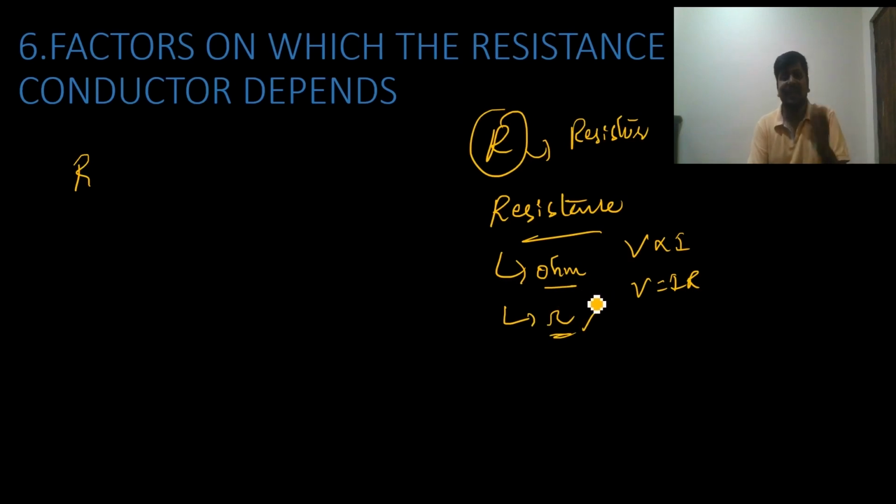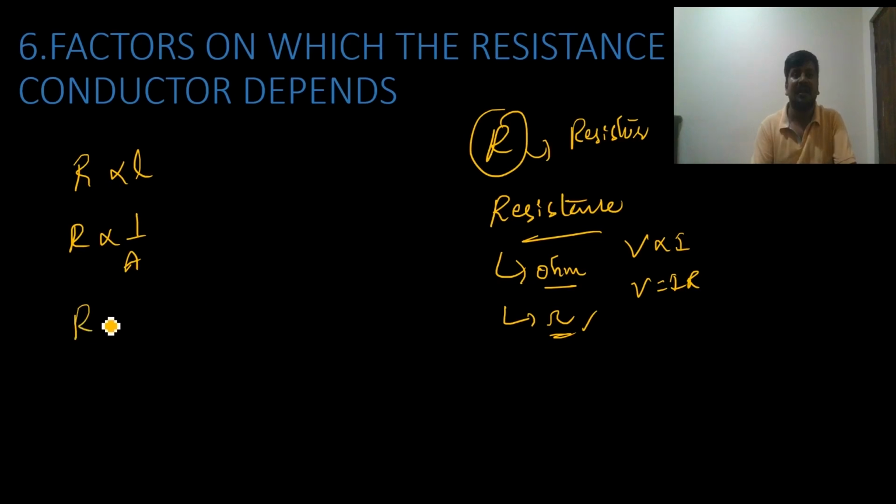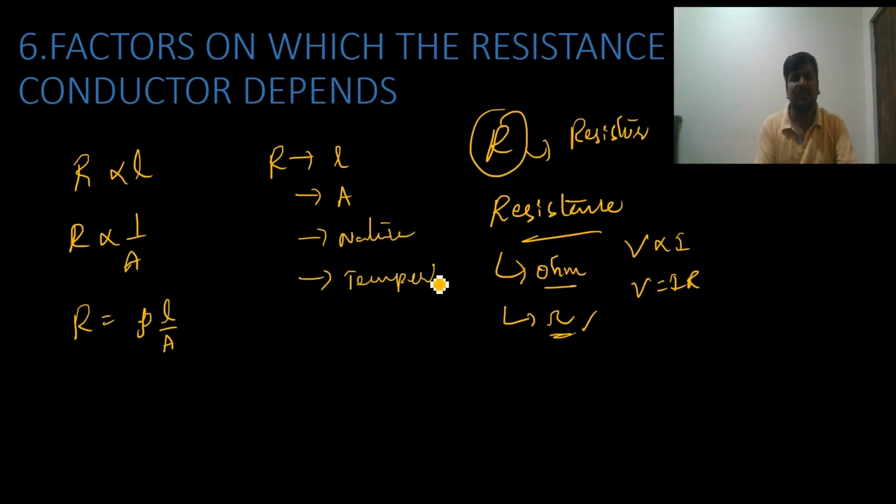So R is directly proportional to the length of the conductor. R is inversely proportional to the area of cross section of the conductor. R equal to rho into L by A, where rho is the proportionality constant. So R depends on the length of the conductor, R depends on the area of the conductor, R depends on the nature of the conductor, and R depends on temperature too.